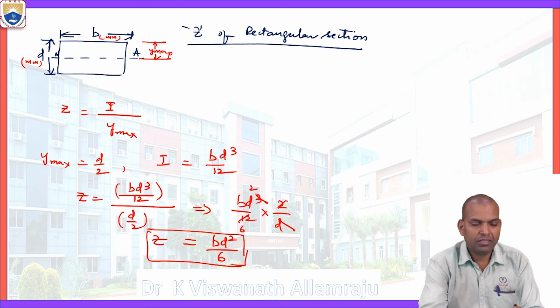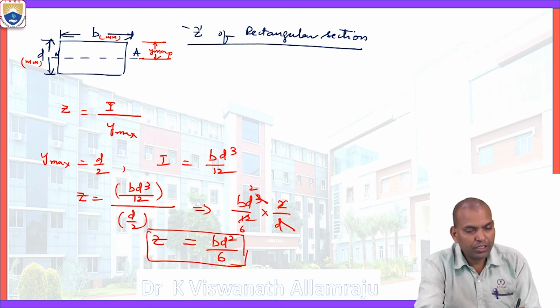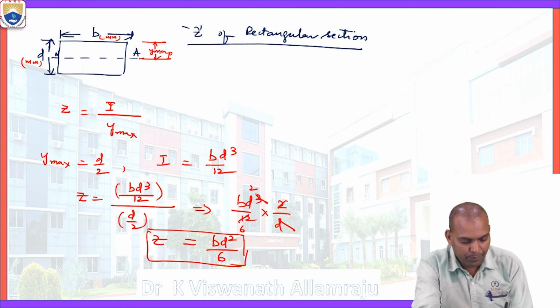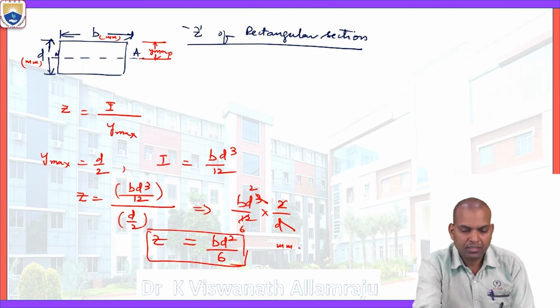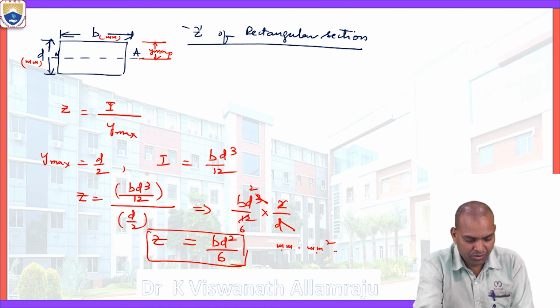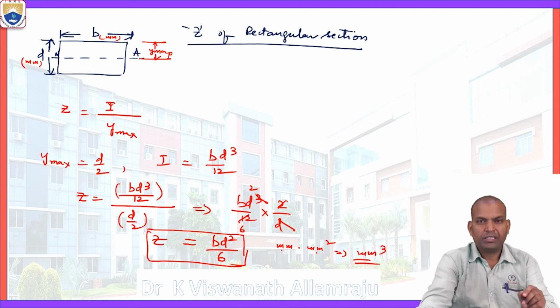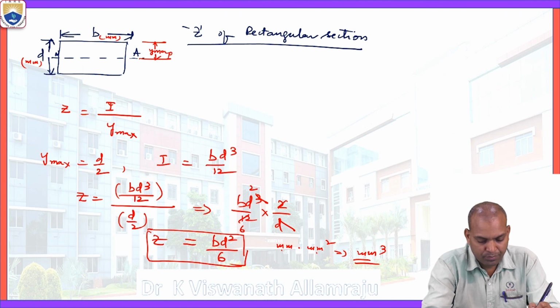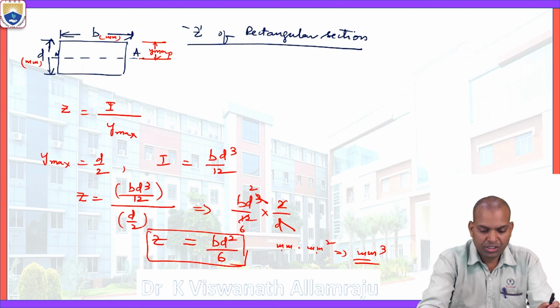of a rectangular section. What is the unit for this? B unit is millimeter and D unit is millimeter. Then millimeter and millimeter square becomes millimeter cube. The unit for section modulus is millimeter cube, cubic millimeter. This is the formula for a rectangular section.